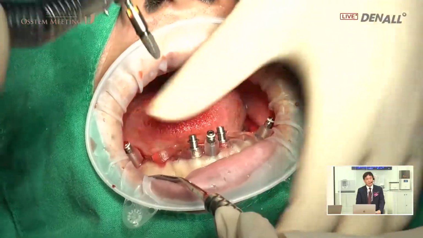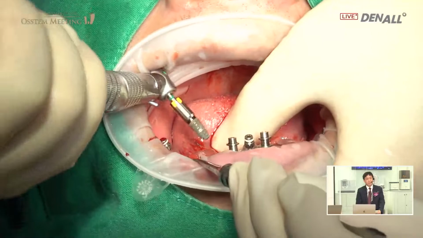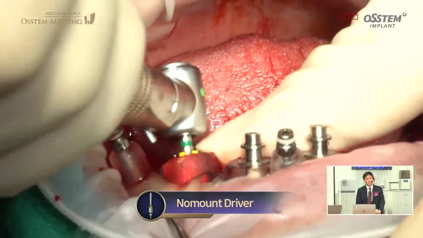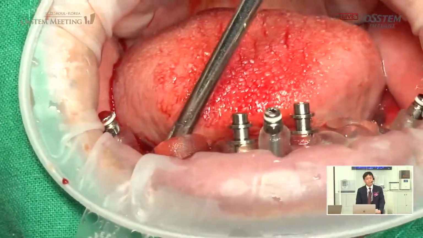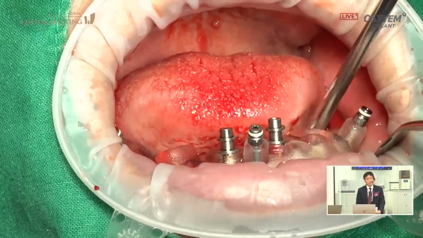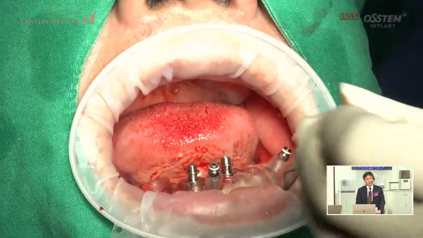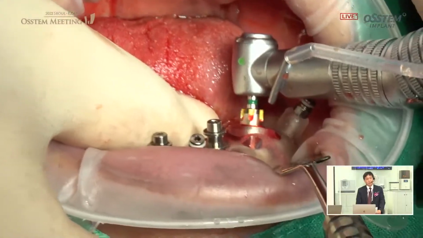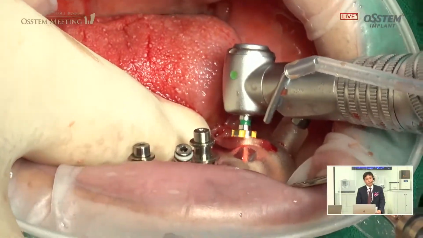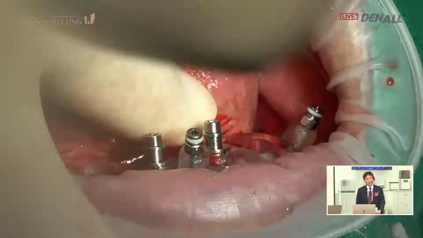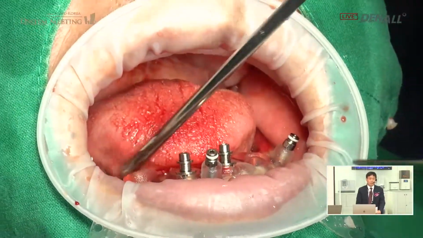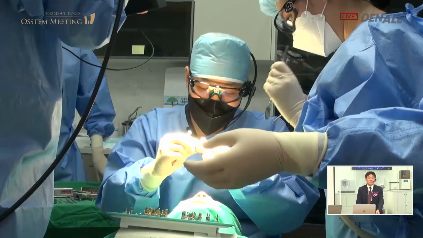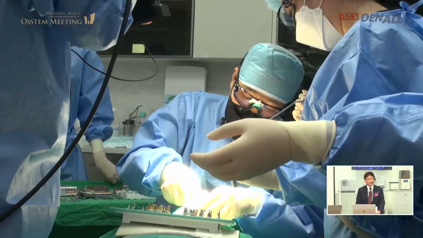The two tilted implants in the posterior, 4.5 by 8.5 TS4 Osstem implants, are used. I will place them. For the final drill, check the bone quality at a slow speed once more before placement. Two implants are being placed in position. I need to get primary stability, and that is the key for me.